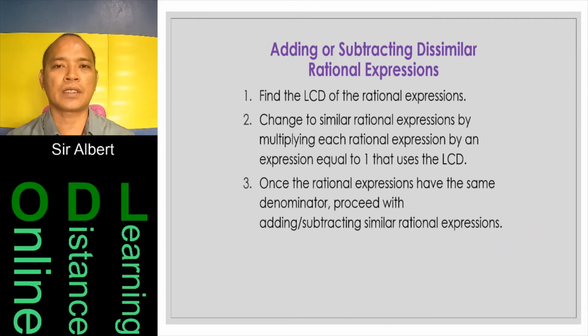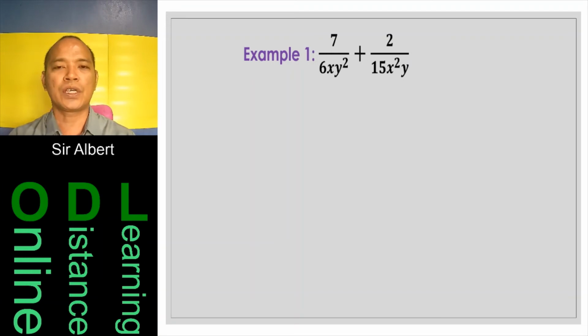In adding or subtracting dissimilar rational expressions, we make use of steps similar to the previous example. Those are, first, find the LCD of the rational expressions. Then, change to similar rational expressions by multiplying each rational expression by an expression equal to 1 that uses the LCD. And finally, once the rational expressions have the same denominator, we then proceed with adding or subtracting similar rational expressions.